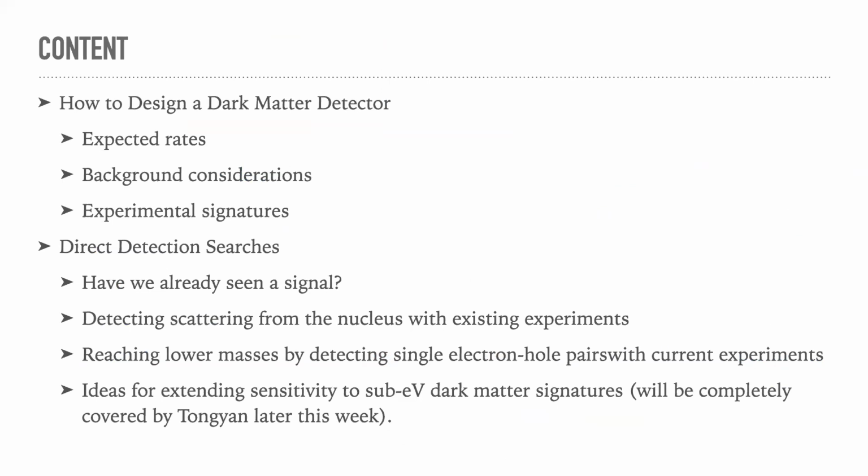All right, so getting into the content, and I already outlined this at the beginning of these lectures. I think of it in two different categories. One is, how do we design a dark matter detector? In order to do that, we need to know something about the expected rates. We have to take into account background considerations. Backgrounds are particles or processes that might mimic a dark matter signature in our detectors. And then we have to think about the experimental signatures that we would go searching for.